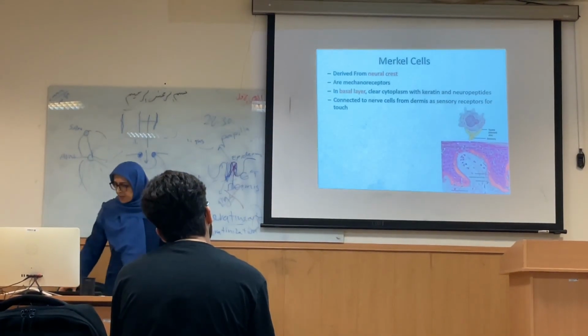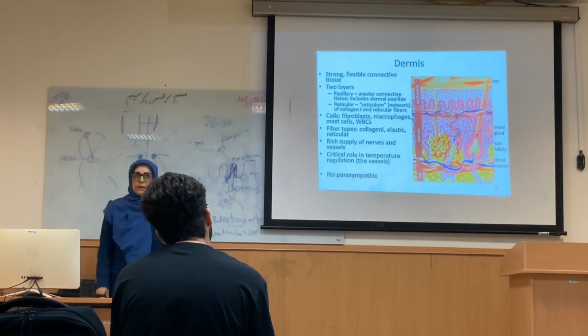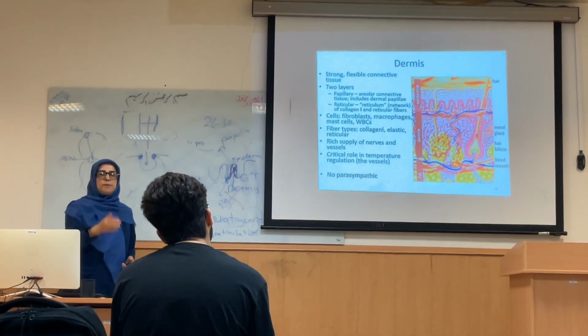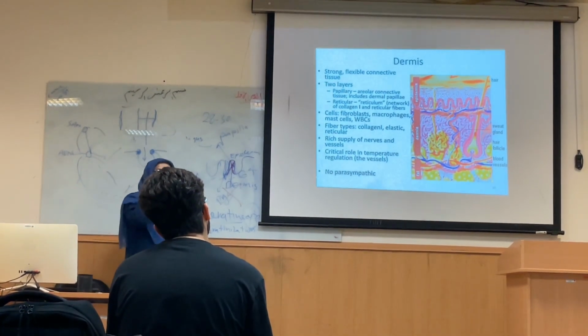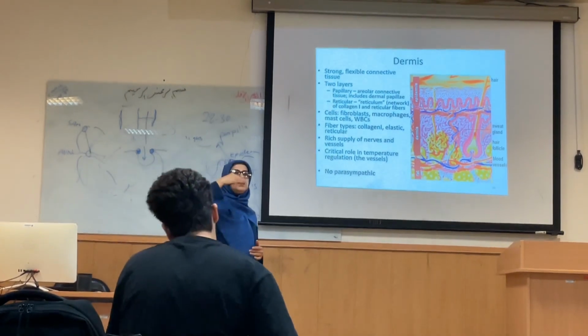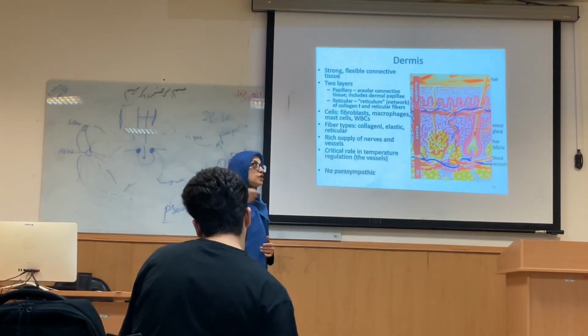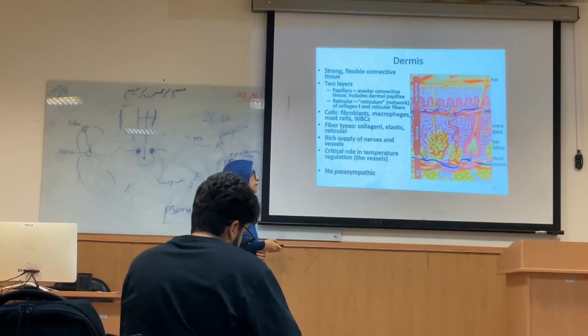These are the cells of the epidermis: different layers of the epidermis, keratinocyte cells in different layers with different shapes and different functions, and also other types of cells.